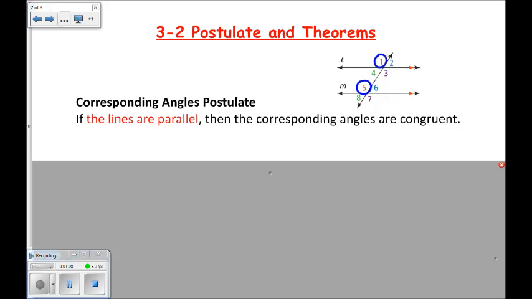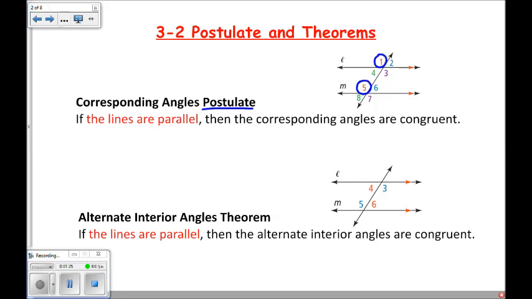One more thing to point out is that this is a postulate, which means we take it to be true without requiring a proof. The other three are theorems, and we can prove the others by using this one, but this first one we'll take as a postulate.